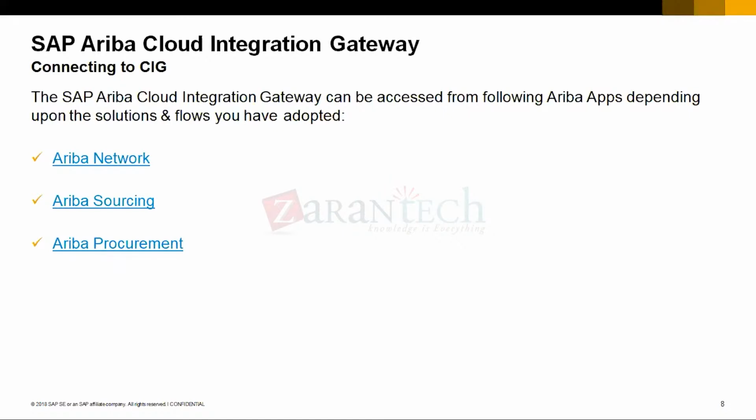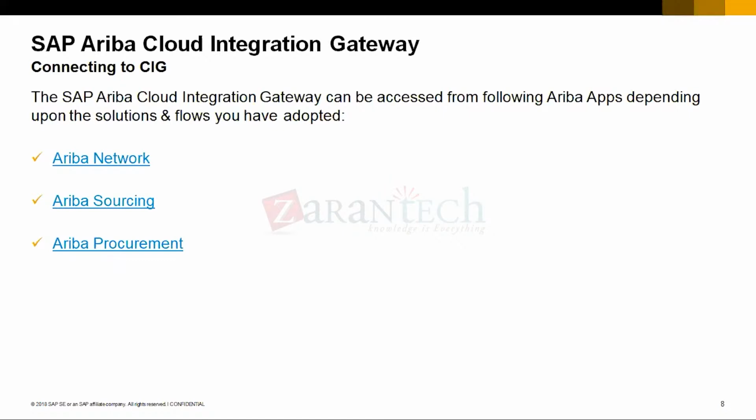Or in some cases, you may see a customer implementing only the Ariba P2P solution, that is Ariba buying and invoicing. In that case, they will have the option on the Ariba P2P, or they can do it on the Ariba network as well. So depending on the scope we have as part of the implementation, accordingly we have to do it in any one place. It's not that we have to do it in all the places. We can do it in any one place, like Ariba sourcing, Ariba procurement, or the Ariba network.